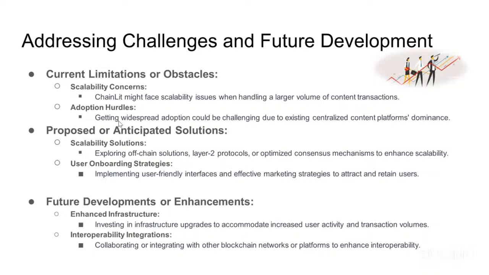After that, we have the proposed or anticipated solutions. Here we are exploring off-chain solutions. We have layer two protocols, or we can say an optimized consensus mechanism, to enhance the scalability.